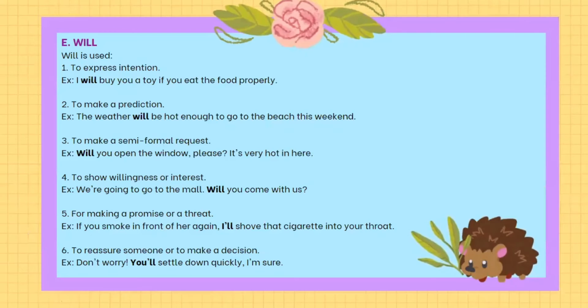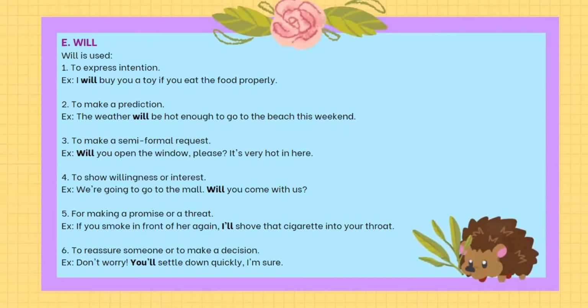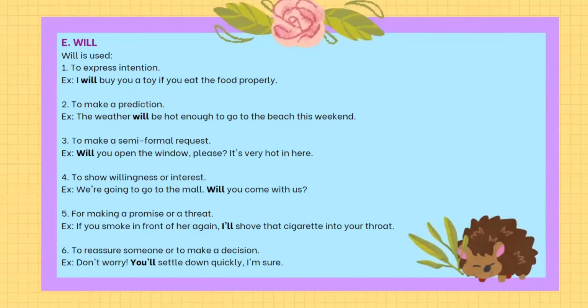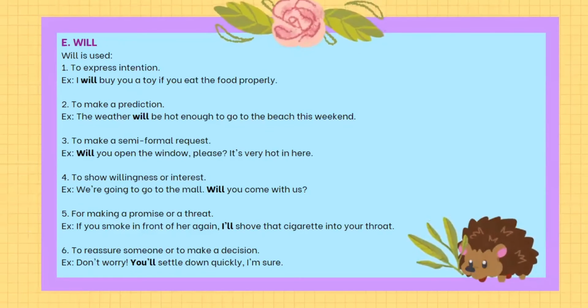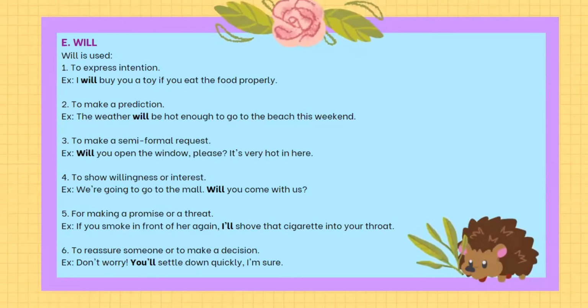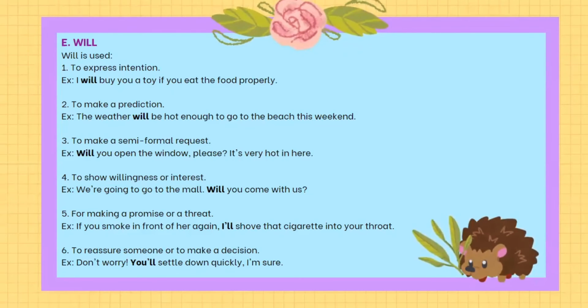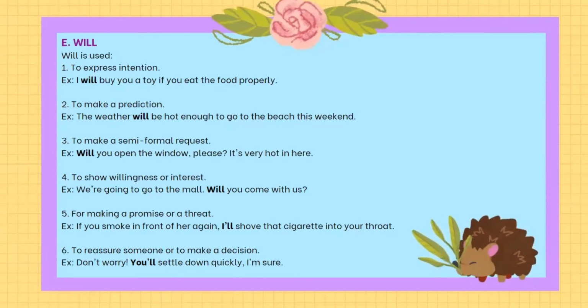The next word we have over here is the word will. Now the word will is used to, number 1, express intention. For example, here you could say, I will buy you a toy if you eat the food properly. 2 is to make a prediction. The weather will be hot enough to go to the beach this weekend. 3 is to make a semi-formal request. For example, will you open the window, please? It's very hot in here. 4 is to show willingness or interest.